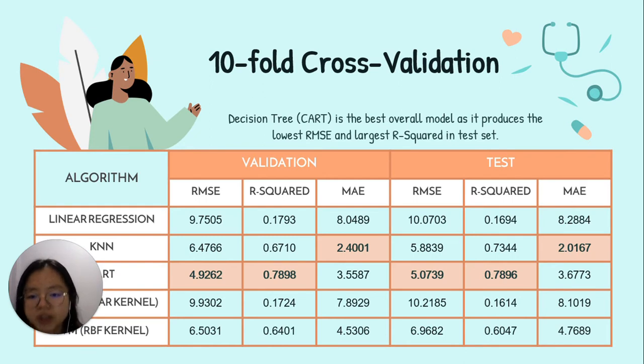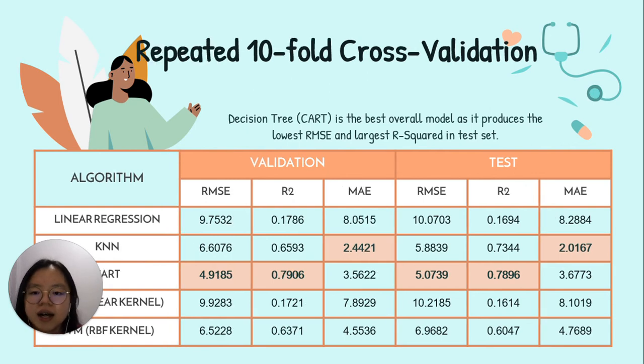This table summarizes the validation performance and test performance when we use the tenfold cross-validations. As we can see, chart is the best overall model as it produces the lowest RMSE and largest R-square in the test set. Some of you might be curious why we don't just use the MAE? This is because the RMSE is more robust in detecting the extreme values. So that's why we will refer to RMSE instead of MAE.